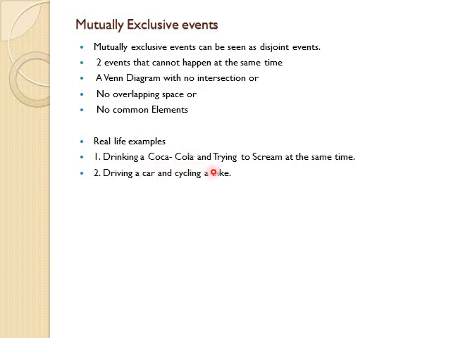Driving a car and cycling a bike. Either you drive the car or you cycle the bike, but you can't do both at the same time. So that's mutually exclusive.